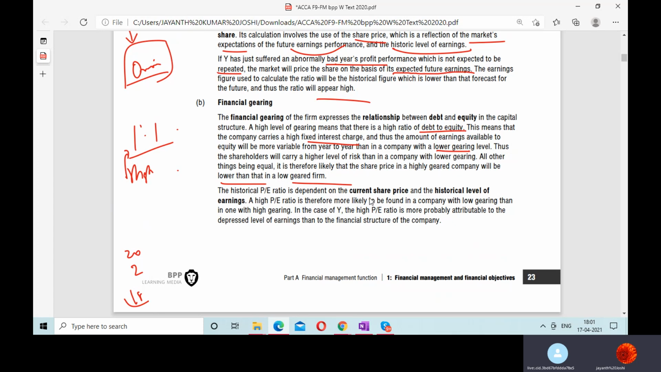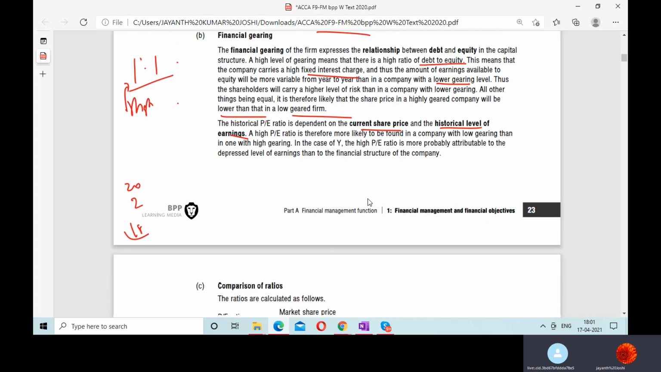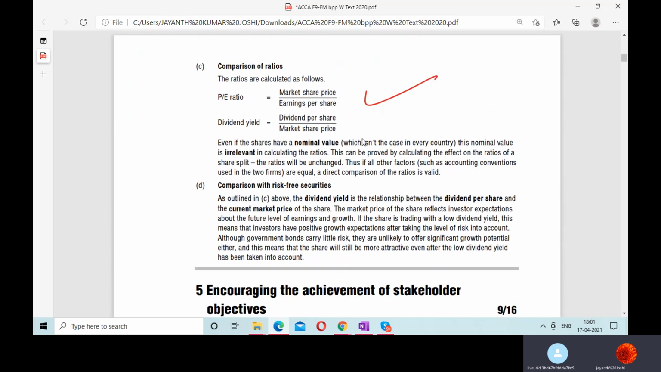So historical PE ratios depend on the current share price and the historical level of earnings. We already discussed the high PE ratio, so I don't want to discuss it again. Go forward. These are the two things, this one and dividend yield. Even if the shares have a nominal value, this nominal value is irrelevant. Why? People only care about the market share price. Nominal value is what? I bought it for 100, you bought it for 100, everyone bought it for 100 the first time. But again, what did you buy it for now? That matters, and what you have earned out of it right now. That matters, correct?